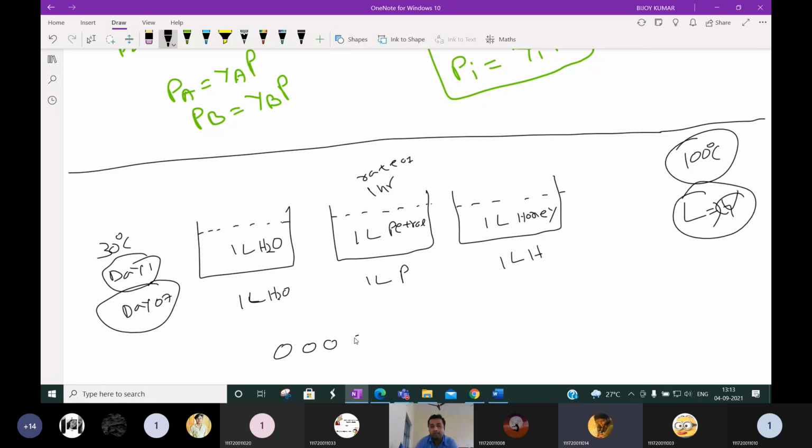These liquid molecules, when they escape from the liquid state to the air state, that is what we call evaporation.